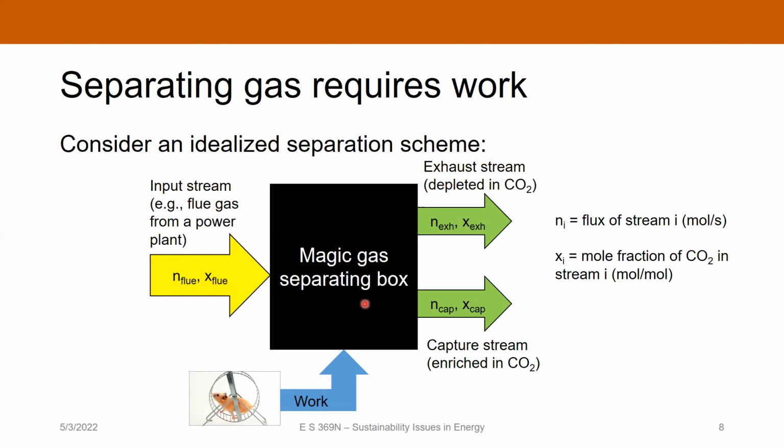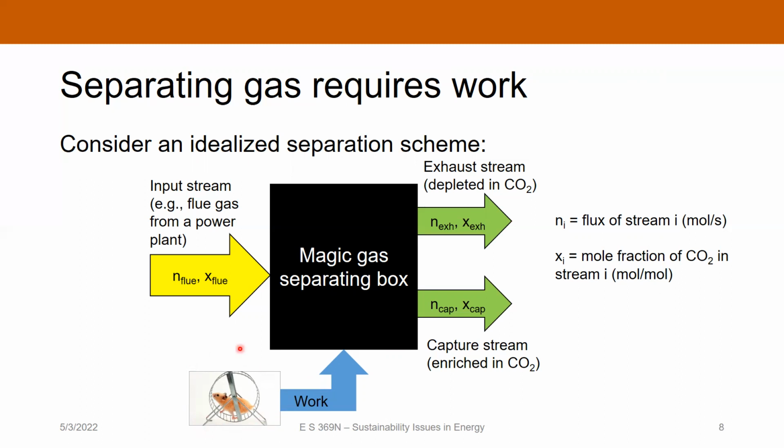Now, we want to put this through our magic gas separating box where we have an exhaust stream, which is going to be depleted in CO2. Ideally, it's going to contain no CO2, but I'll show you at the end of the lecture that that's not really possible. And so that'll have some flux and some mole fraction of CO2. And then we'll have the captured stream, which will be mostly CO2. Again, not pure CO2, but mostly CO2, with a flux of N cap and a mole fraction of CO2 of X cap. Okay.